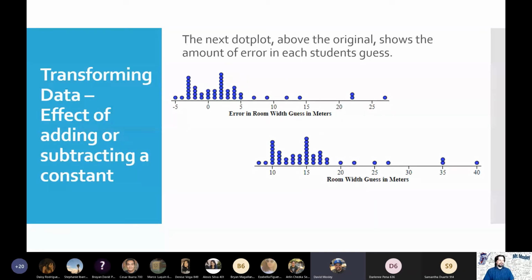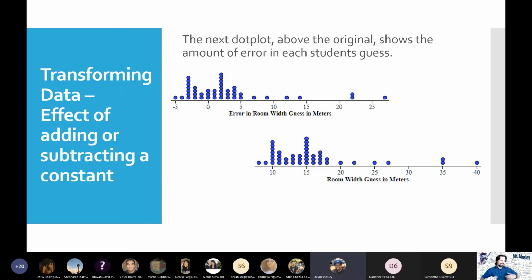We then converted the data from the raw data, which is on the bottom here now, to the error in room width guess in meters. To calculate the error, we just subtracted the actual room width, which was 13 meters, from the guess that each student made. So if you actually guessed 13, you would have an error of 0. Right? So we had 3 students who had no error. They guessed right at 13. If you were too low in your guess, you wound up with a negative number on this. If you were too high, you wound up with a positive number.